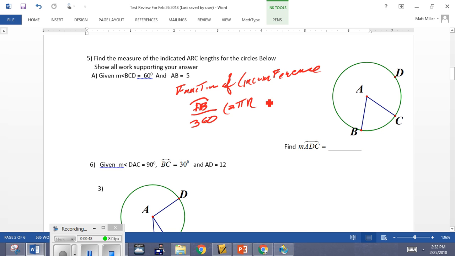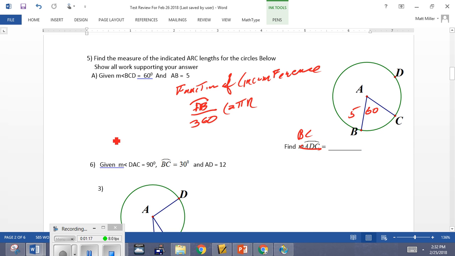Okay, let's label what we got. Angle BCD, I think that's been mislabeled. I think that should have been angle BAC. I'm going to presume that's 60, okay? And AB is 5. And what am I looking for? Arc ADC. That's kind of mislabeled too. So I'm going to say I'm looking for arc BC. So just make those corrections.